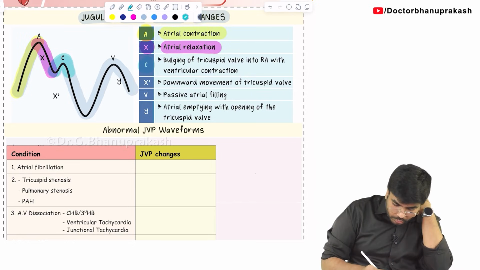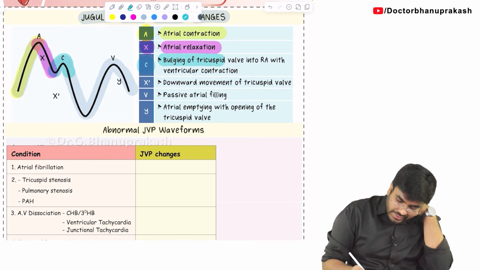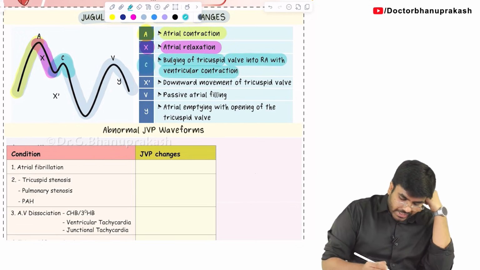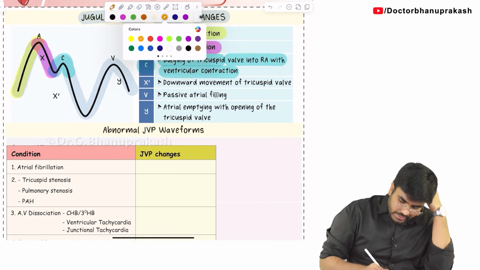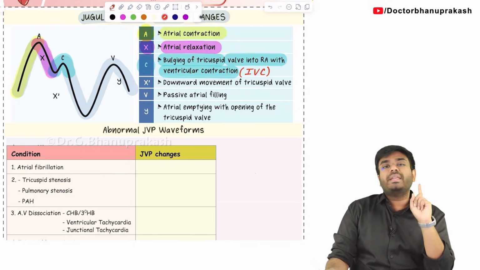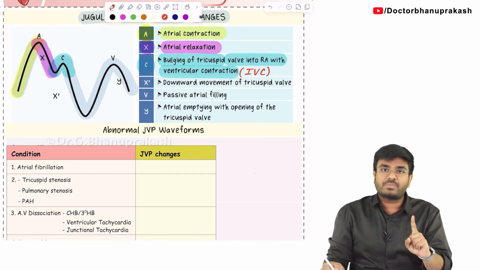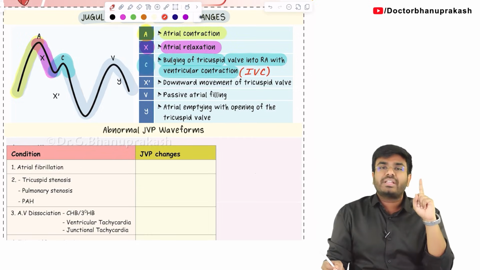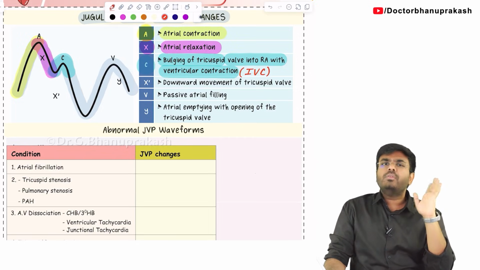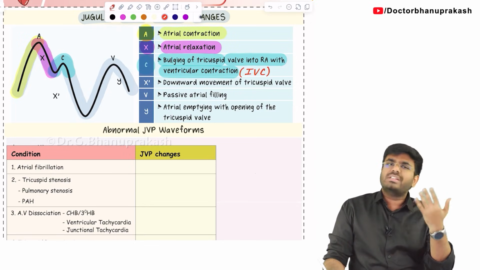That C wave is due to, tell me, C wave is due to bulging of the tricuspid valve into the right atria during isovolumetric contraction of the ventricles. Okay, here you have to write isovolumetric contraction. It's the isovolumetric contraction of the ventricles leading to the bulging of the tricuspid valve, which increases the right atrial pressure, which further increases the internal jugular venous pressure. That is represented as C wave. Okay. Now you tell me, after isovolumetric contraction, what is the next phase going to come?